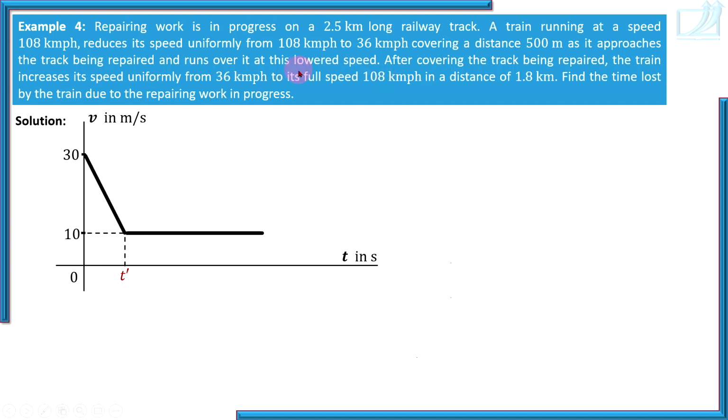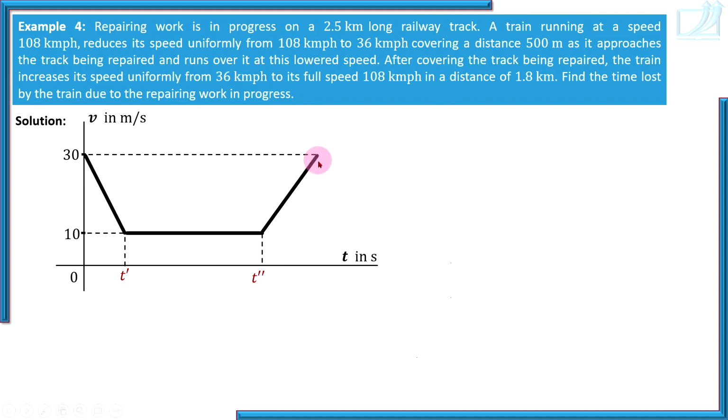After that, the train moves with the lower speed. Up to what time it moves with the lower speed, we don't know that. Lower speed means 10 meters per second. But how much distance it covers, we know, because it moves with this speed of 10 meters per second on this railway track where repairing is in progress. That means 2500 meters.